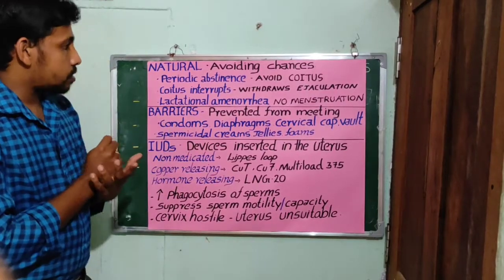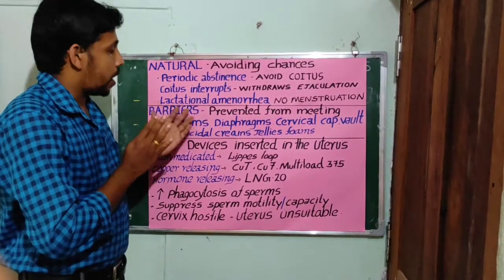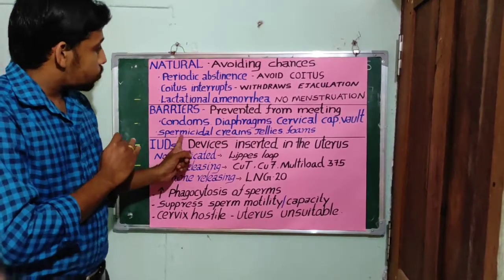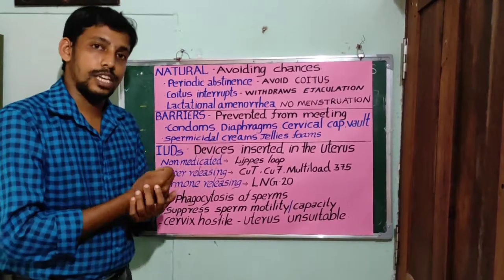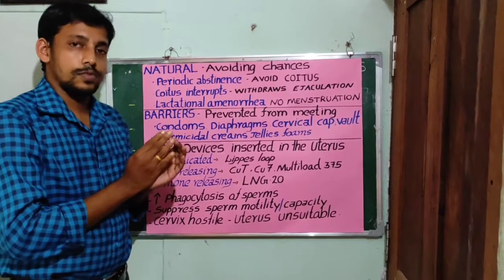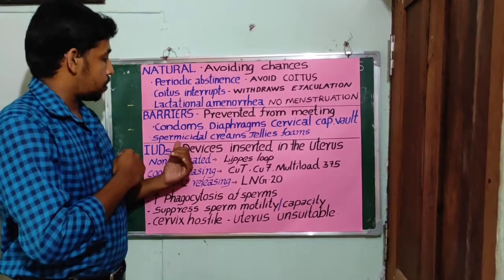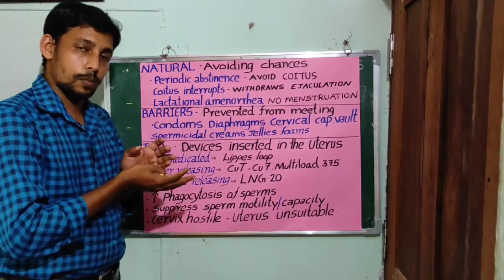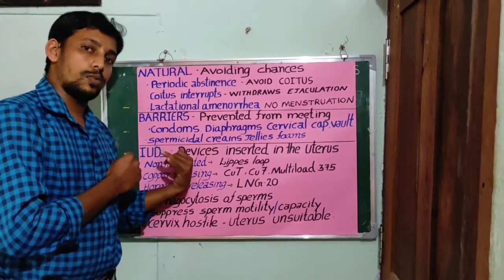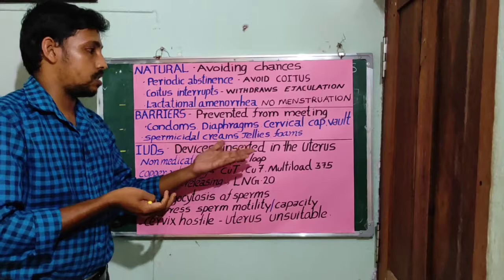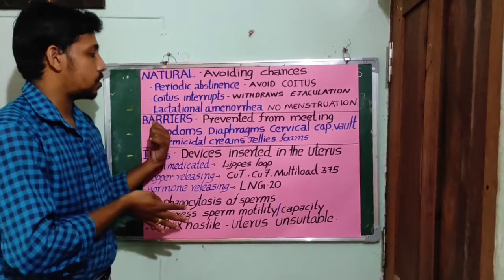To increase the contraceptive efficiency of these barriers, some type of spermicidal creams, jellies, or foams are also applied with them. The effectiveness of these barriers can be increased by applying these spermicidal creams, jellies, and foams, which contain sperm-killing agents and so can kill the sperms. So these are usually applied with these barriers.